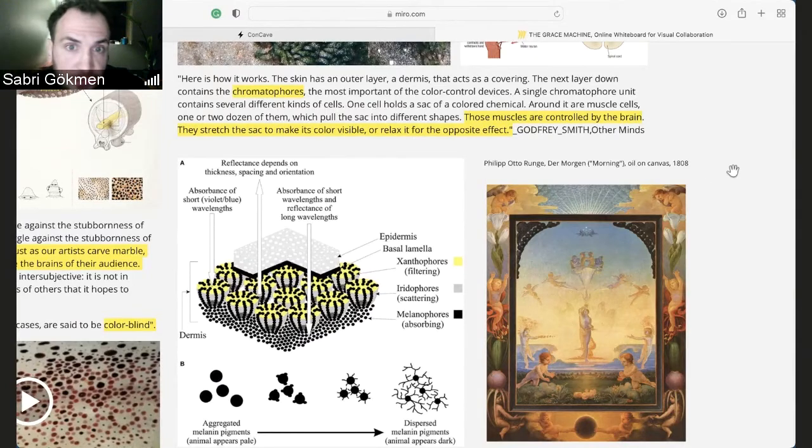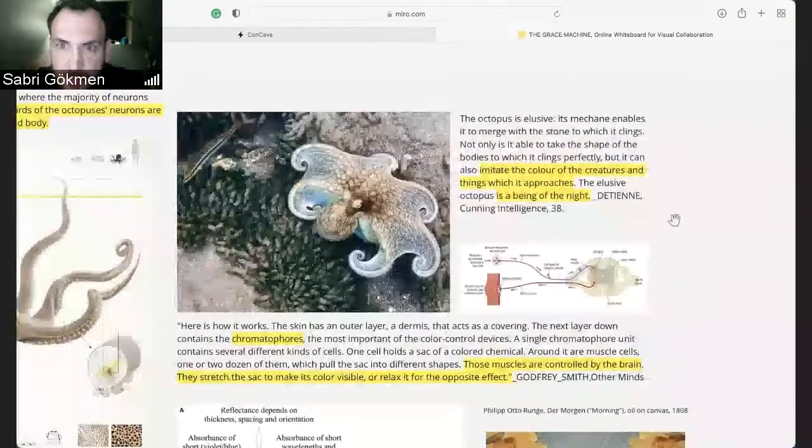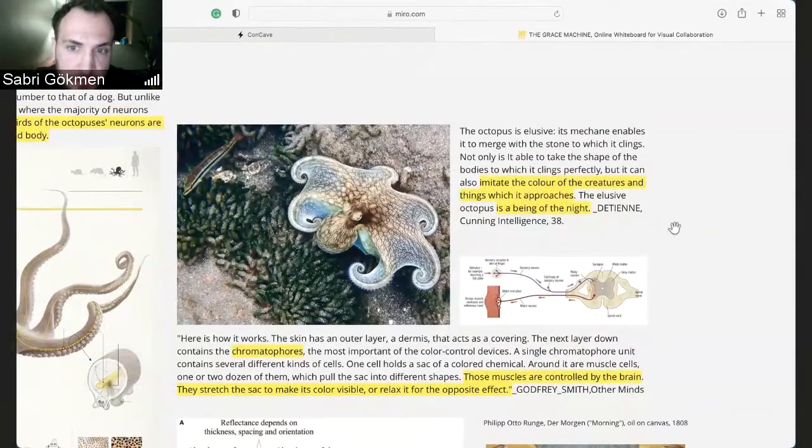I have another quote on top of this. Maybe we finish this quadrant with that if we move. Yeah, so here we are. This is from Détienne, Cunning Intelligence. It's about the automatic nature of the octopus being able to imitate the color of the creatures and things which it approaches. And it's a being of the night, right? So it lives in the dark. And that's why it's both bioluminescent and capable of mimicking its surroundings. So that's the physical aspect of the octopus figure.